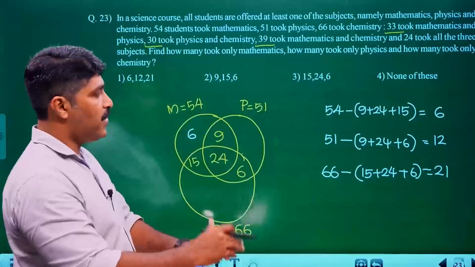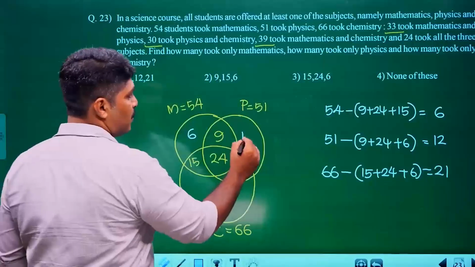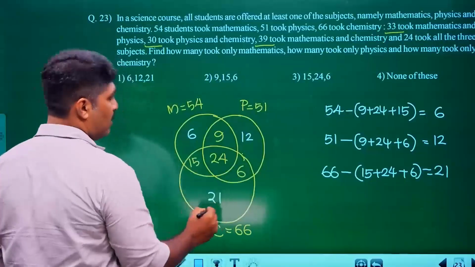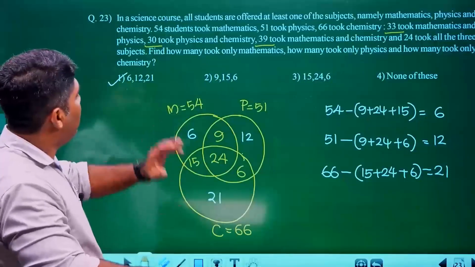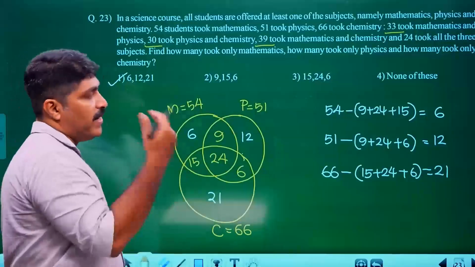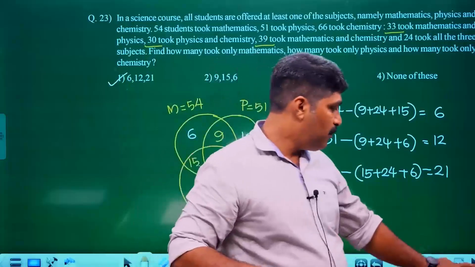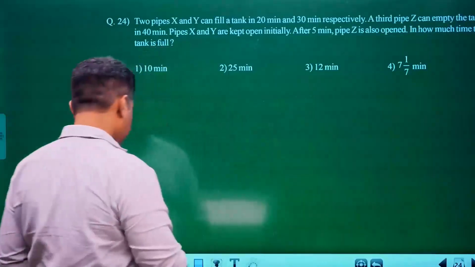So we got these three values. These regions are 6, this is 12 and this is 21. So that is the first option. So this is the Venn diagram application. Now move to the 24th and the second last question.